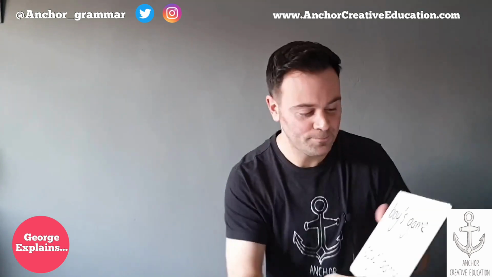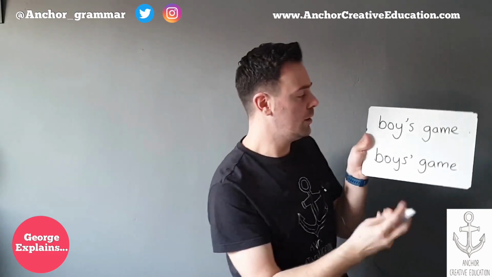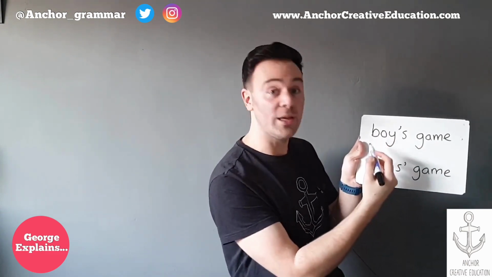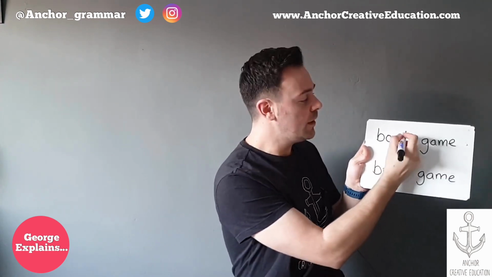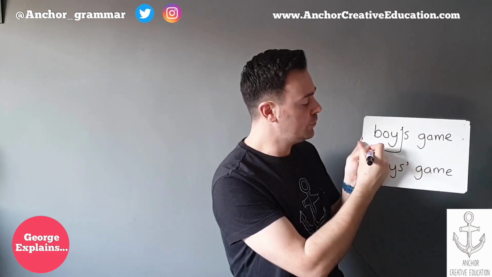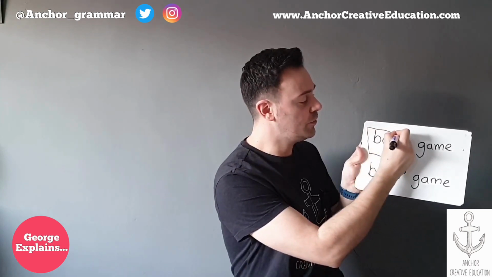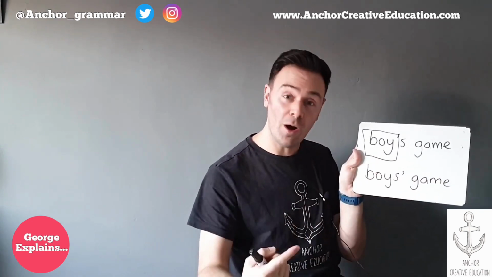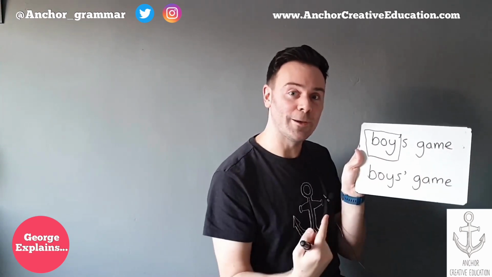So here's an example. Boy's game. The apostrophe comes after the word boy because the boy owns the game. The game belongs to the boy. Here we do it with the apostrophe. And the game belongs to the boy. The word in the box is the word which owns the other thing.